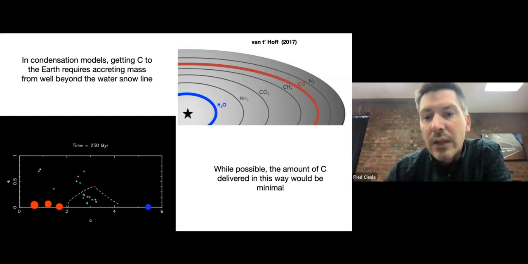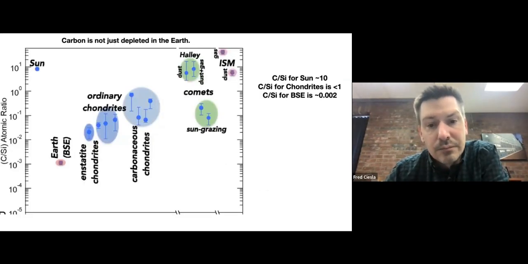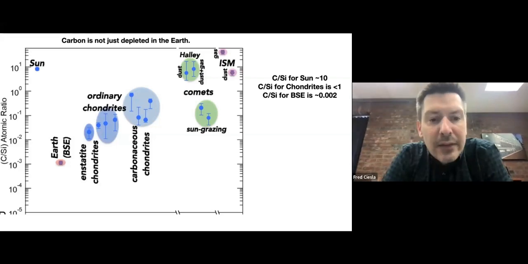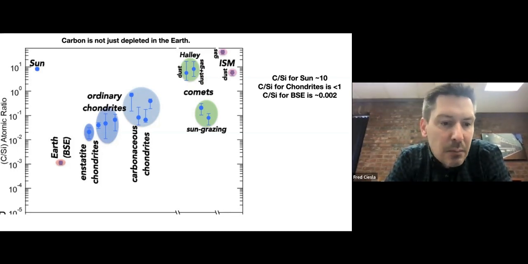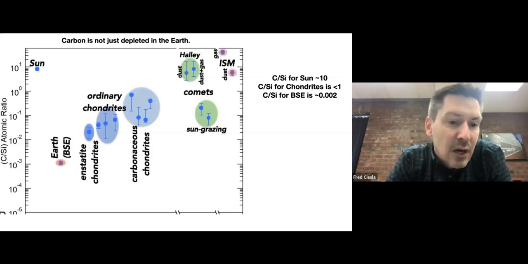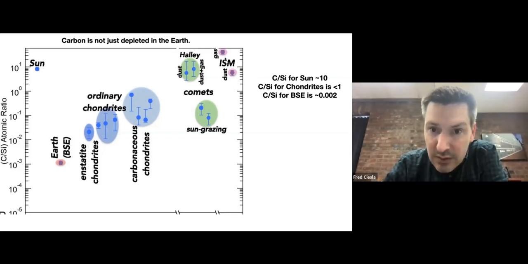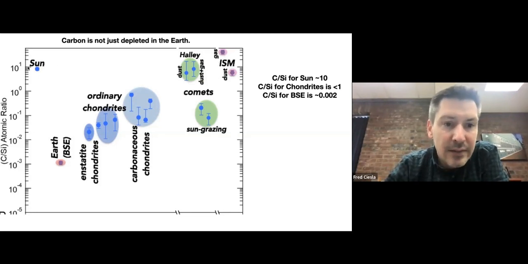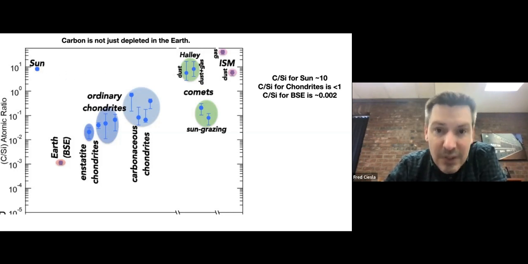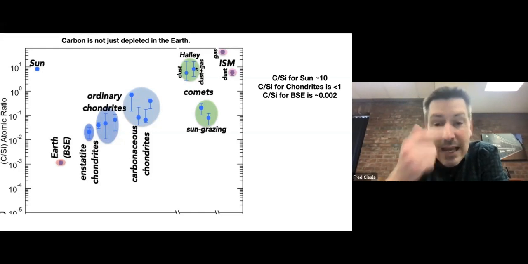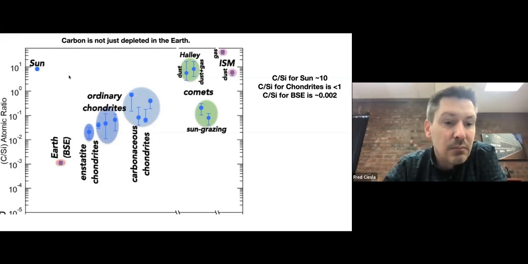So the question is, are we thinking about this correctly? And so what we started doing was looking at the carbon inventory of different things in the solar system and comparing that to one another. And so this is just a plot. This is taken from a paper by Ted Berg and myself and my collaborators from 2015, looking at the carbon to silicon ratio in different objects in our solar system, as well as in the ISM. And we find that the sun and the interstellar medium have roughly the same carbon to silicon ratio. Comets seem to have, if you add both the dust and gas from Halley, the same carbon to silicon ratio.